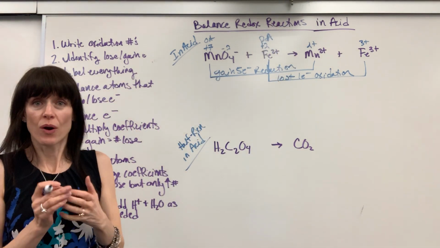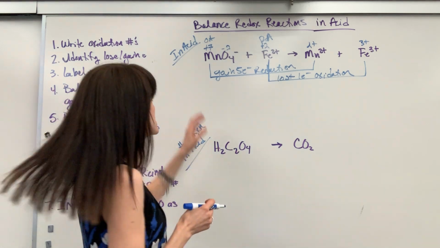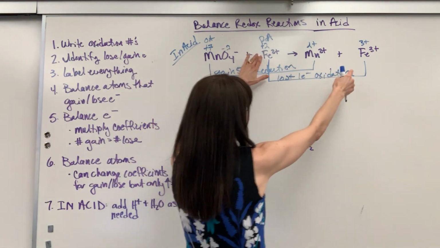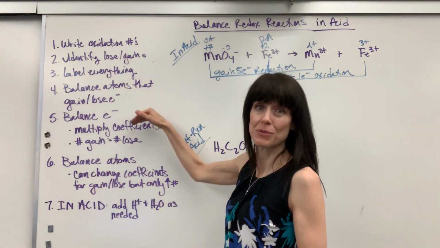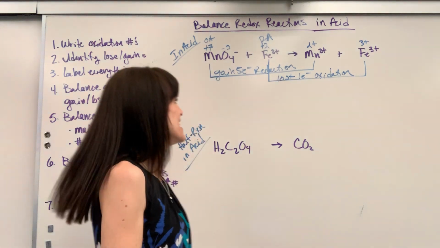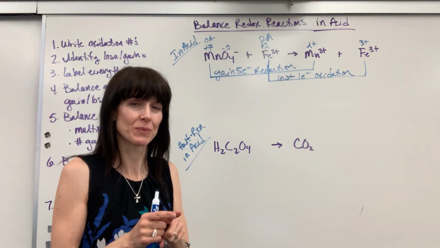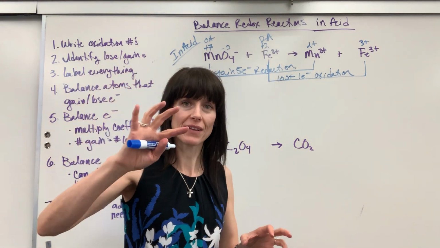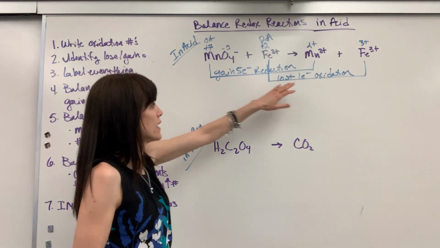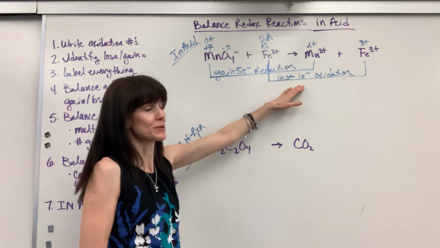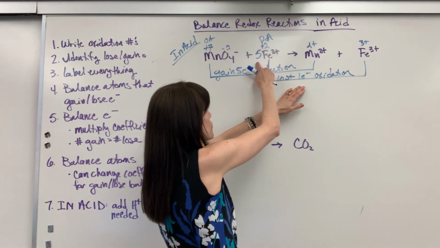Okay. Now, I look at my species that are reduced and oxidized to see if those atoms are balanced. One manganese, one iron, we're good to go. So we've gotten all the way through number 4. Number 5, we have to balance the electrons. So we do that using coefficients and we want to have the smallest number possible so that the number of electrons gained equals the number of electrons lost. So I have 5 gained, 1 lost. Just going to multiply this by 5. How we do that again is the coefficient, so 5.